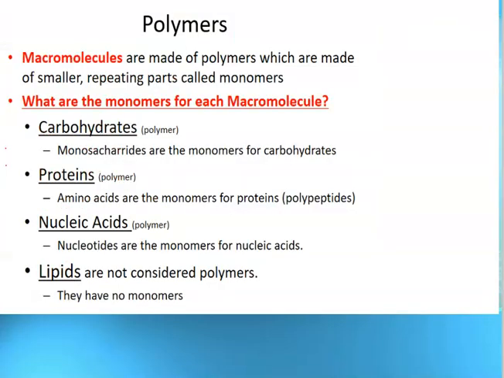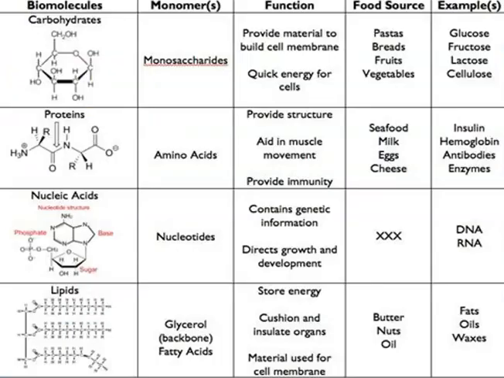So the monomers for carbohydrates are monosaccharides, glucose, fructose, you've seen those. The monomers for proteins, amino acids, which we'll talk about when we talk about ribosomes making proteins. For nucleic acids, it's the nucleotides, that phosphate, sugar, and a base. Lipids are not considered to have monomers. So here we go. The carbohydrates give us quick energy. We can find them in pasta, breads, fruits, vegetables. Glucose and fructose are the simple sugars. They give us quick energy. They also provide material to build cell membranes.